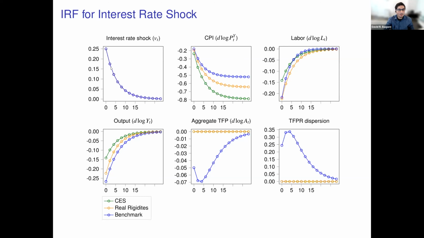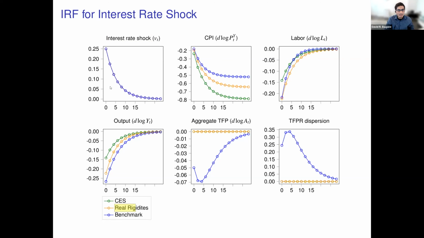This is the dynamic model. So if you have a contractionary interest rate shock, each line corresponds to a different calibration. CES is Gali chapter 3. That's the green line. The orange line is Gali chapter 3 plus real rigidity. So we just have homogeneous firms. There's no misallocation, but they have incomplete pass-through. So there's strategic complementarities in prices. And then the blue line is the benchmark model.